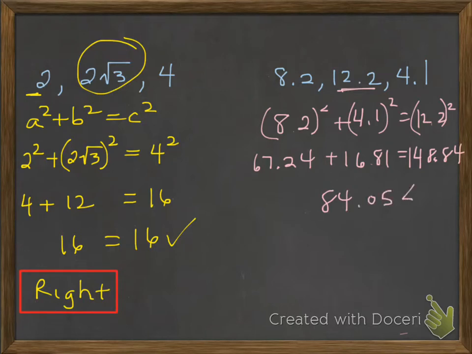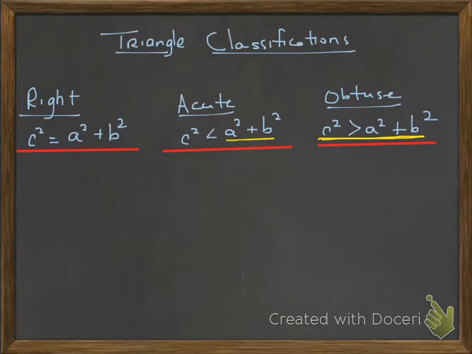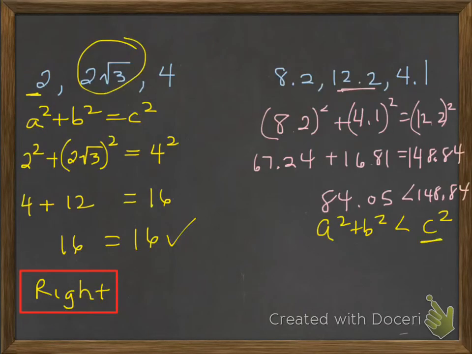is less than 148.84, right? So in this case, this is my a squared plus b squared is less than my c squared. Go back to your little thing that you need to memorize. C squared is greater, okay? So if c squared here is greater, we have an obtuse triangle.